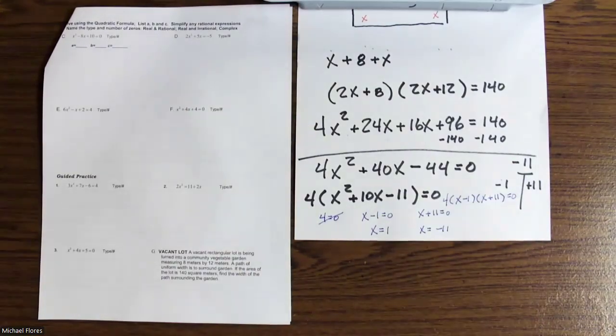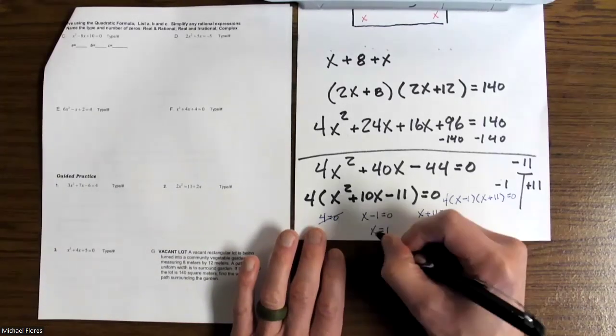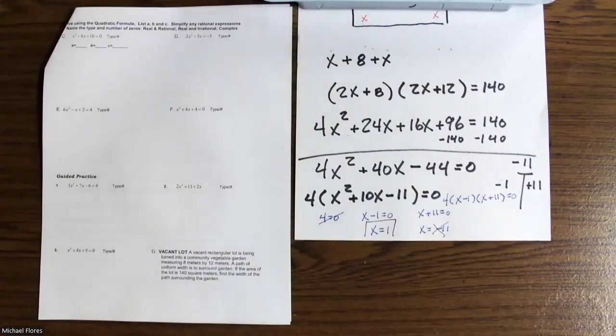Now we're dealing with width here. They wanted to know, find the width of the path surrounding the garden. If we simply solve for X, we have our answer, which we have done. But we're dealing with length, width, dimensions. So we don't want the negative result. We want the positive result. Here, your answer is 1.